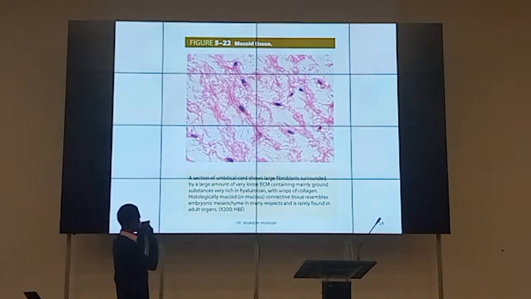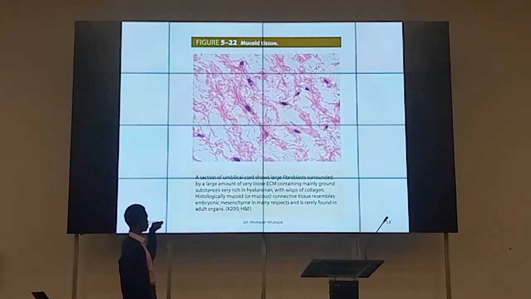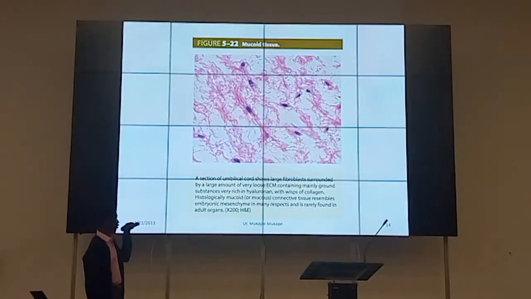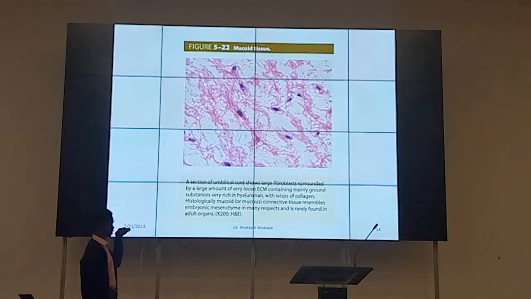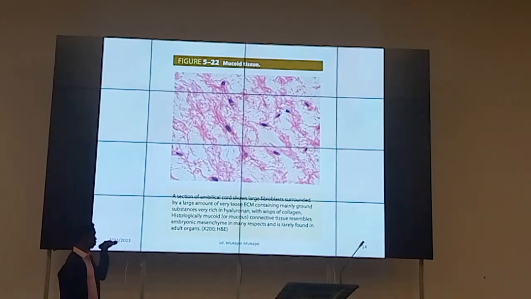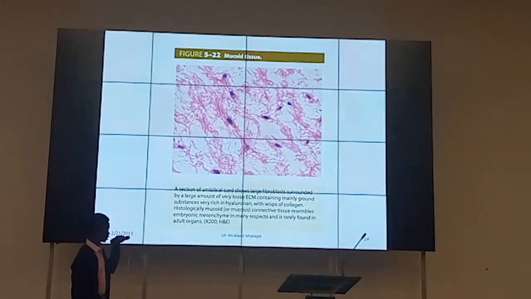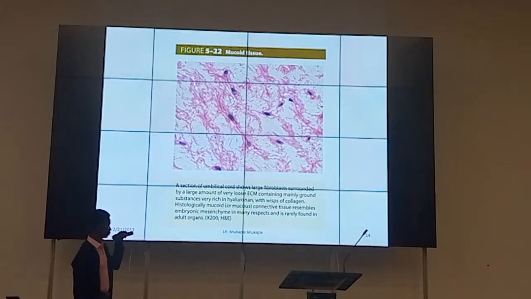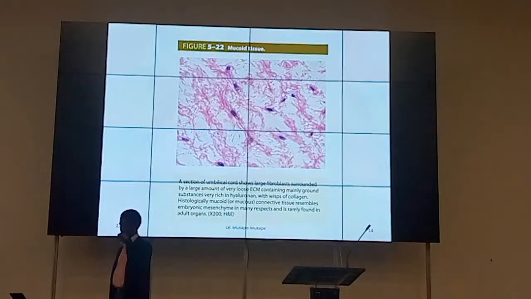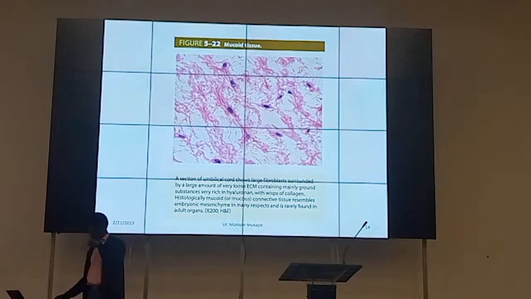An example, a section of an umbilical cord, shows large fibroblasts surrounded by a large amount of very loose ECM containing mainly ground substance rich in hyaluronan with wisps of collagen. Okay? Histologically, it resembles embryonic mesenchyme in many respects, and is rarely found in adults. So this is a mucoid connective tissue.